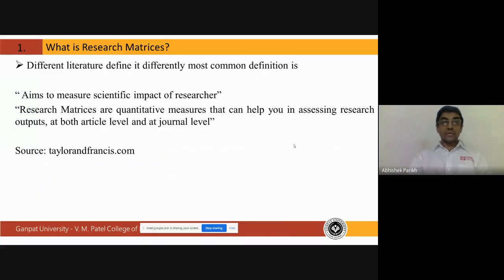So the objective of research metrics is very clear: converting qualitative research into a quantitative number to understand the impact of an article, the impact of a journal, or the impact of a particular researcher in contribution to the world of research.